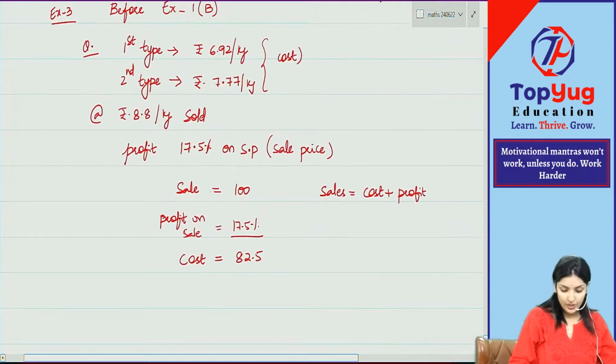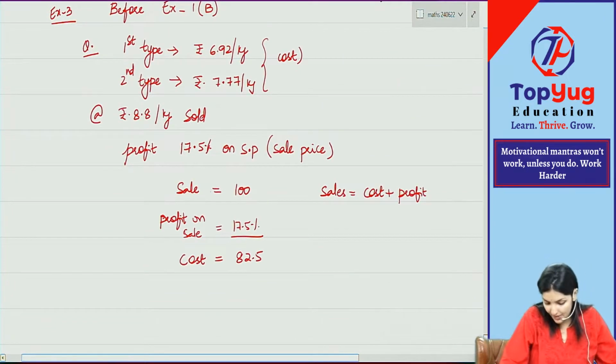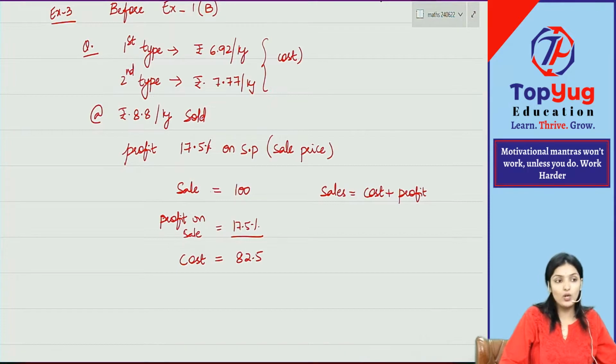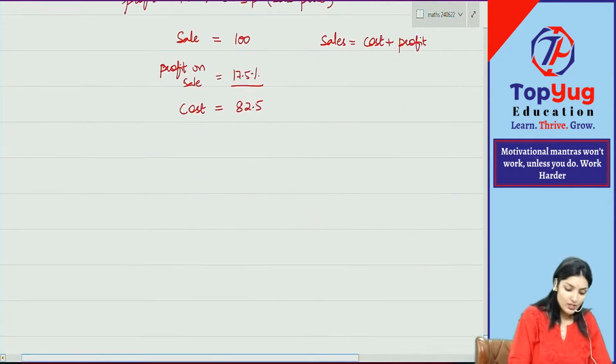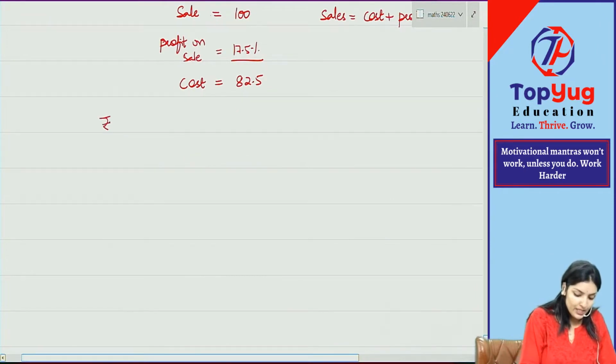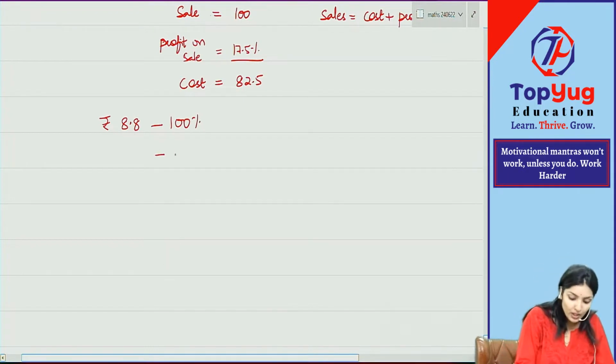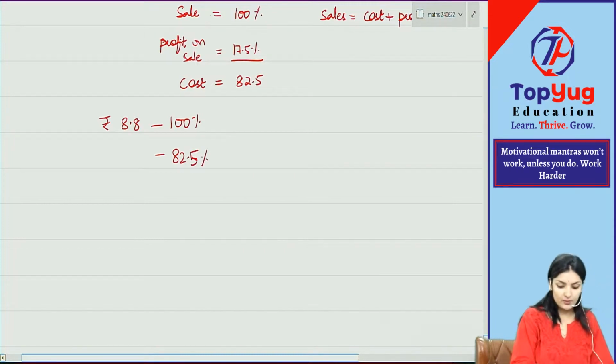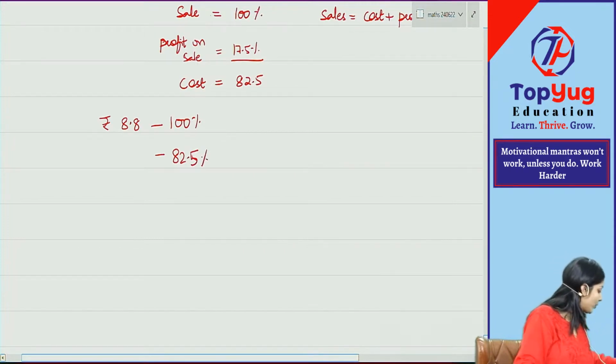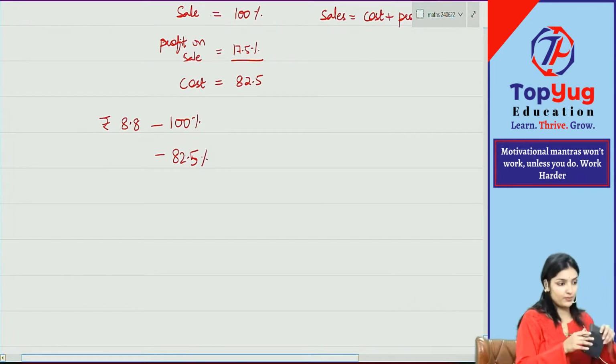So guys, here we have taken sale as 100 and then profit on sales is 17.5%, and thereby cost is 82.5. Now I am coming to the actual thing. So considering rupees 8.8 as 100%, what would be the cost if it is 82.5%? How much would it be? Use your calculators. How much would it be if you use the X method?